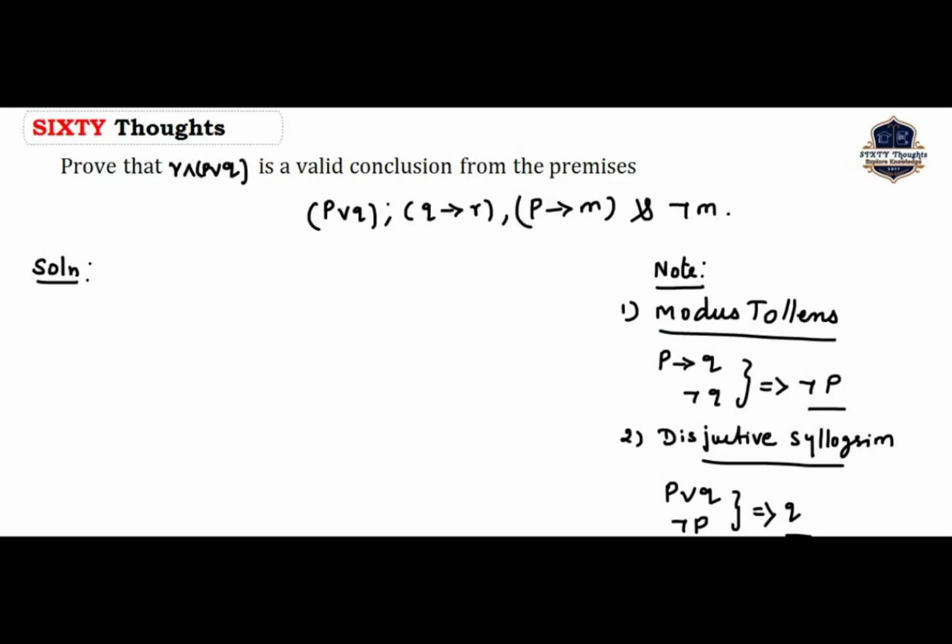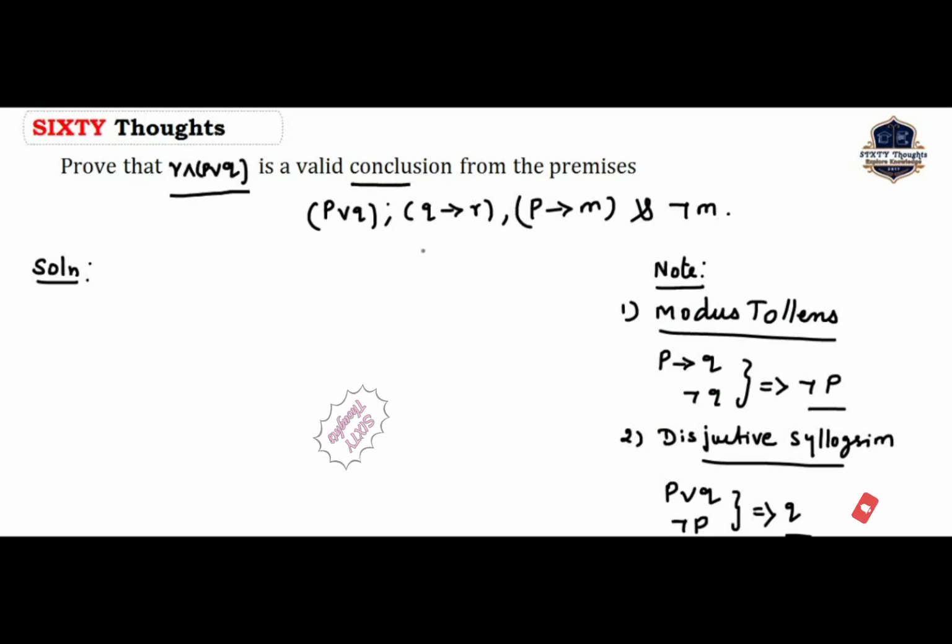In this video lecture, we will discuss one of the interesting problems using inference theory concepts, which means by using the direct method in inference theory. So let us see one problem. Prove that R and P∨Q is a valid conclusion from the given premises.